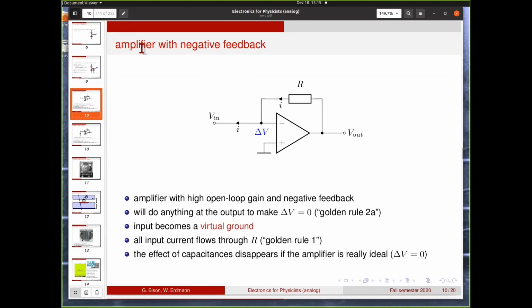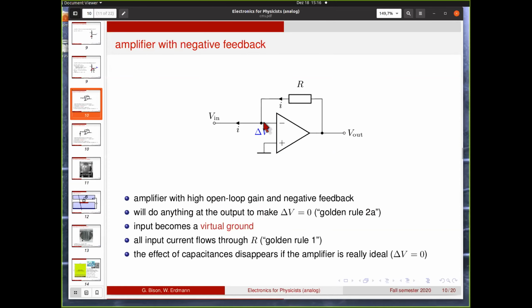This is an amplifier with negative feedback, similar to an operational amplifier, but one of the inputs, the non-inverting input, is simply fixed to a constant potential. Then this amplifier needs to have high open loop gain and negative feedback, in this case with a resistor, but it can also be a capacitor. So this amplifier, like an operational amplifier, then will do anything at the output to make sure that the difference between these two inputs is zero. That's the golden rule of the operational amplifier. It also applies to these amplifiers.